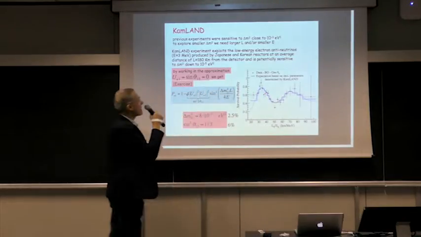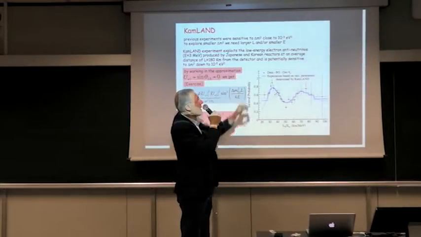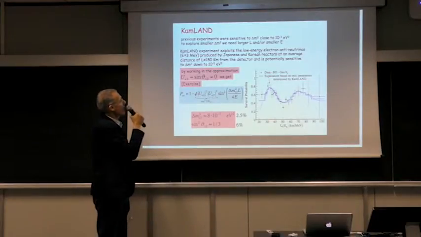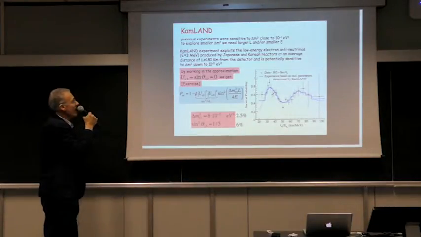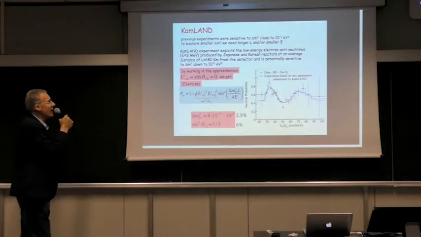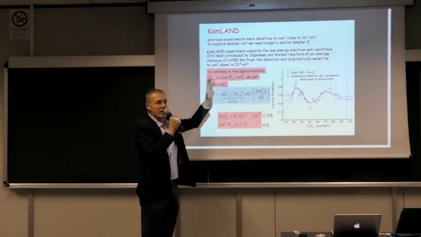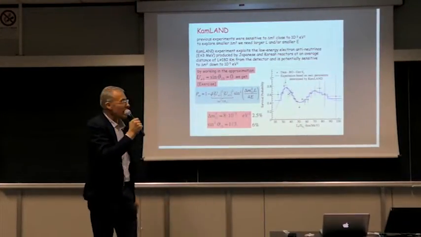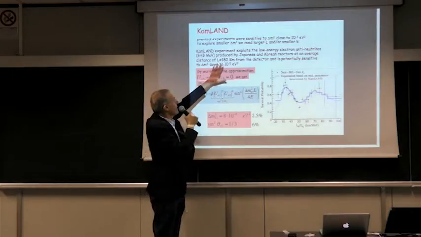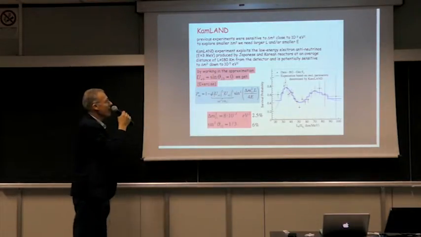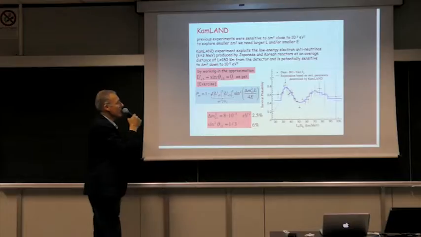Now, so far we have seen experiments that are sensitive to delta m square close to 10 to the minus 3 electron volt square. And if we want to go down in delta m square, we need a larger L over E ratio. And this has been realized by an experiment, KamLAND, that exploited more than 70, if I remember correctly, Japanese and Korean reactors that have an average distance from the detector of about 200 kilometers.